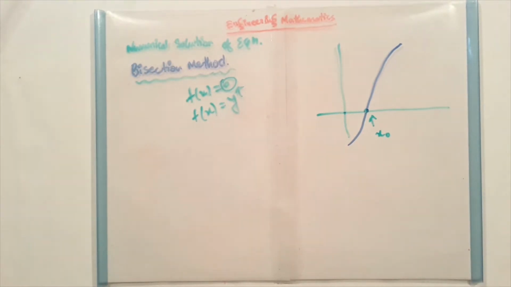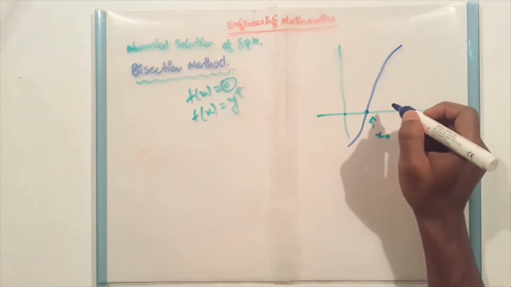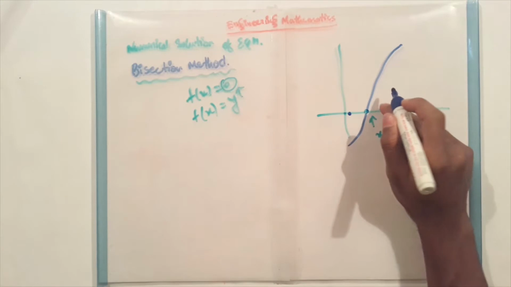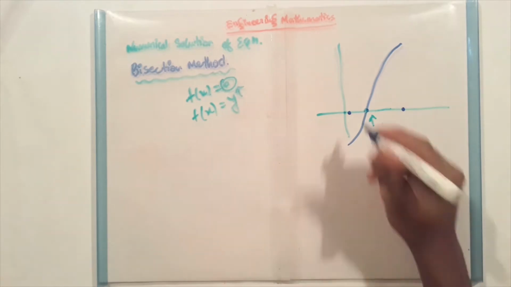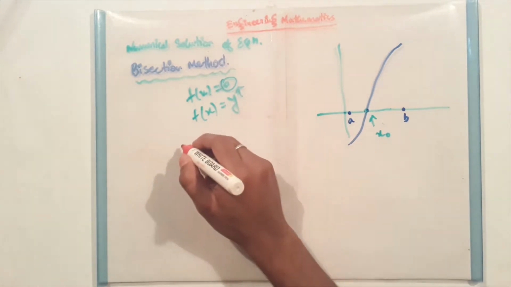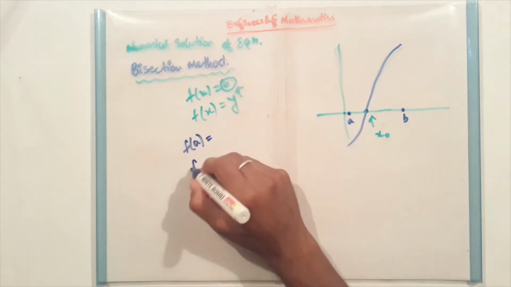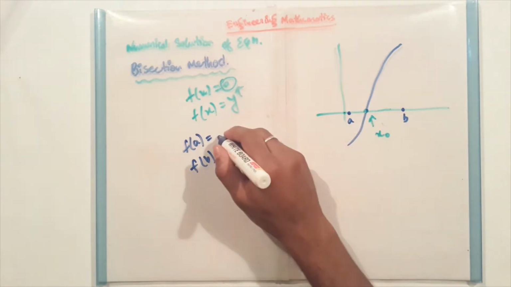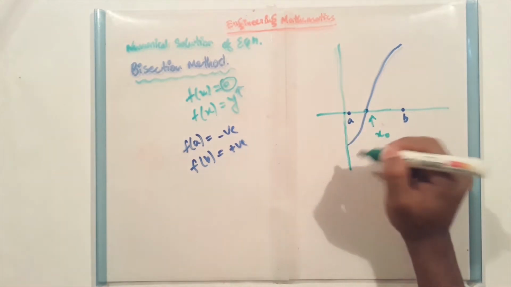Now in this equation, we approximate by the trial and error method. We approximate two points around the root. Let a and b be the two points. Let this one be a and this one be b, and the approximation is done in such a way that f(a) and f(b) are opposite in sign. Here f(a) is negative and f(b) is positive, so these are opposite in sign.